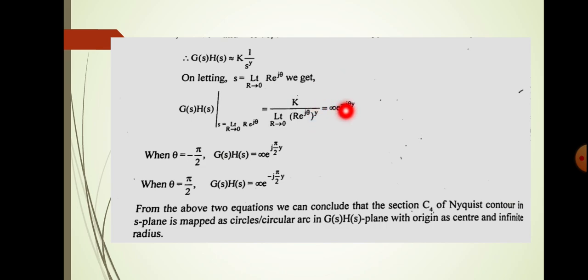So here the argument varies from minus pi by 2 to plus pi by 2. So we are taking the upper and lower limit, that is when theta equal to minus pi by 2. When theta equal to minus pi by 2, g of s into h of s becomes infinity into e raised to j pi by 2 into y. Similarly, when theta equal to pi by 2, we will get the value of g of s and h of s equal to infinity into e raised to minus j pi by 2 into y.